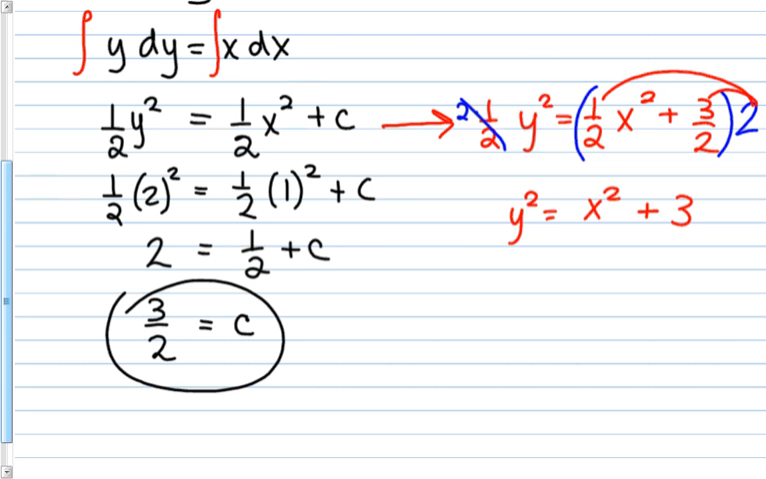One last step. To get the y squared to equal y, I'm going to have to take the square root. That means I'm going to have to take the square root of the other side as well. And I end up with y equals the square root of x squared plus 3.